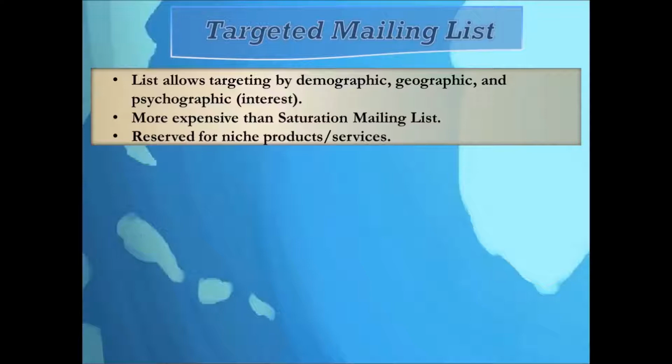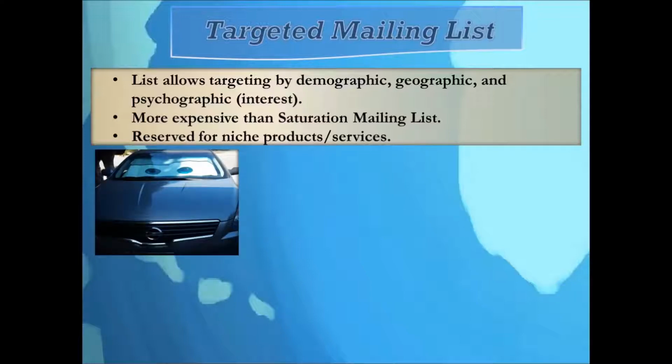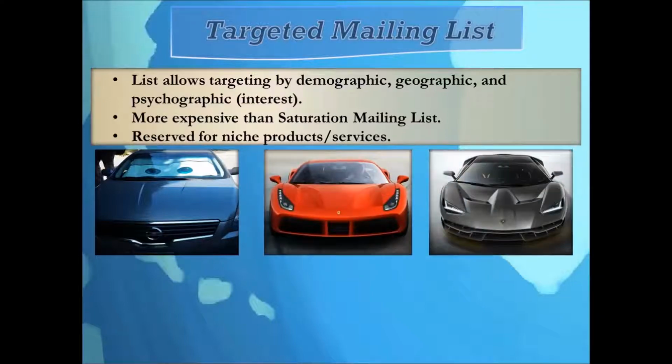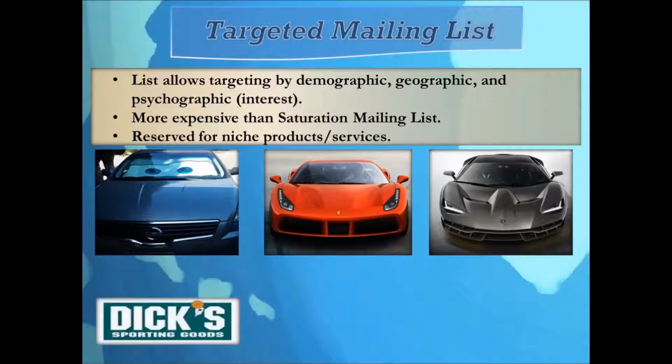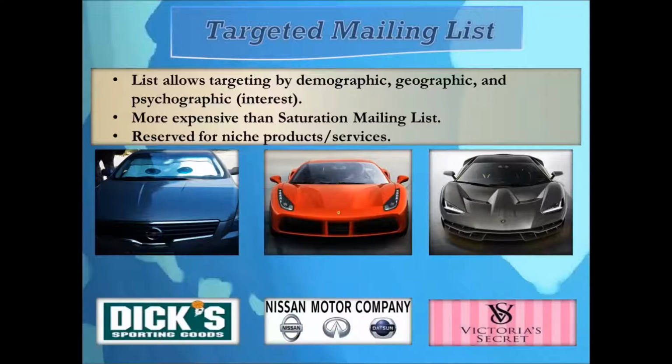A targeted mailing list is reserved for businesses that offer niche products or services, or simply calling out to their existing customers. For example, I have a Nissan Altima, and that's pretty much the only brand I will ever get from a car dealership. I will never get a mail from, say, Ferrari or Lamborghini because they know that I am too darn broke to afford it. From their point of view, it wouldn't make sense to target everyone, right? They want to advertise only to those who could afford their cars. Businesses that buy targeted mailing lists include sports stores, car dealerships, and lingerie shops.